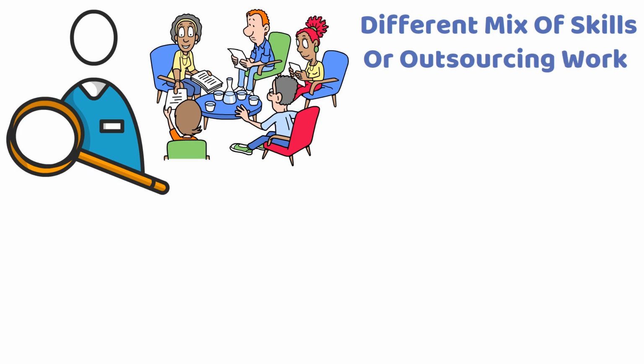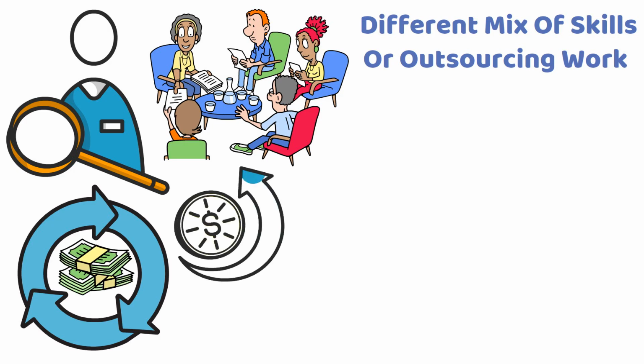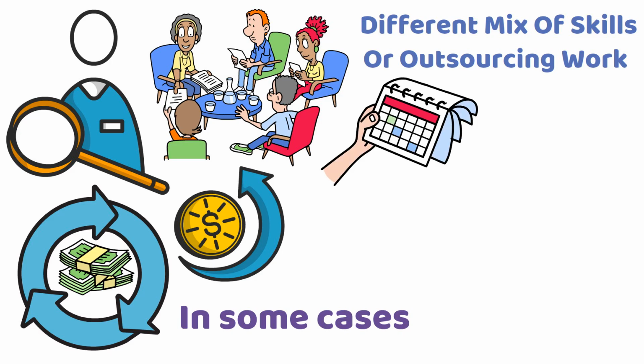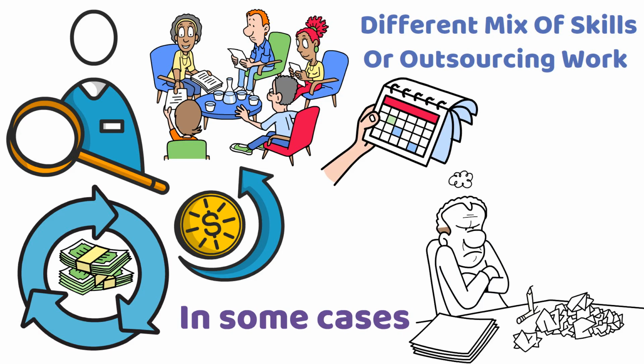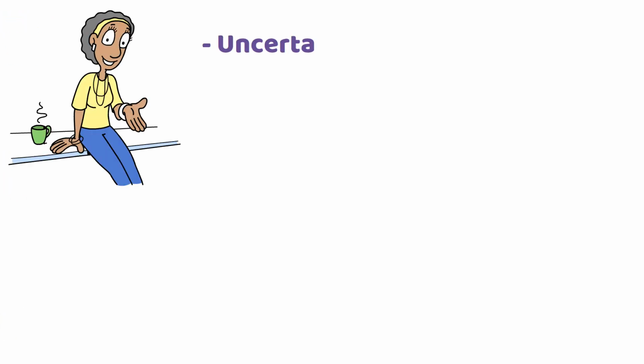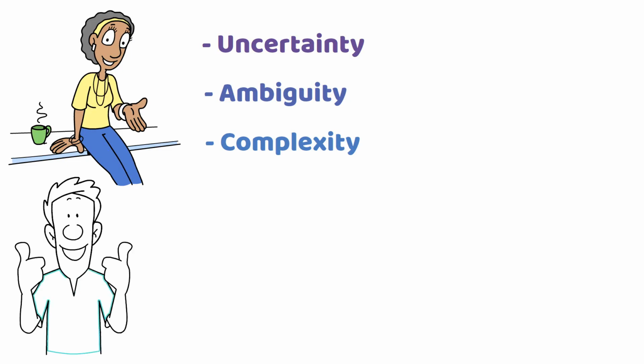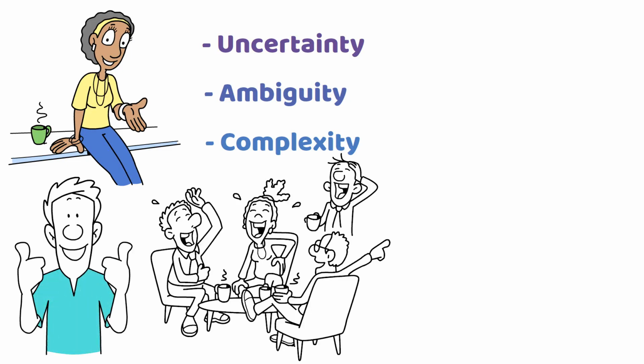Another way to address volatility is having a cost reserve to cover budget overruns due to price volatility. In some cases, you can also have a schedule reserve that can be used to address delays due to volatility associated with resource availability. Knowing how to navigate uncertainty, ambiguity, complexity, and volatility improves the ability to anticipate situations, make good decisions, plan, and solve problems.